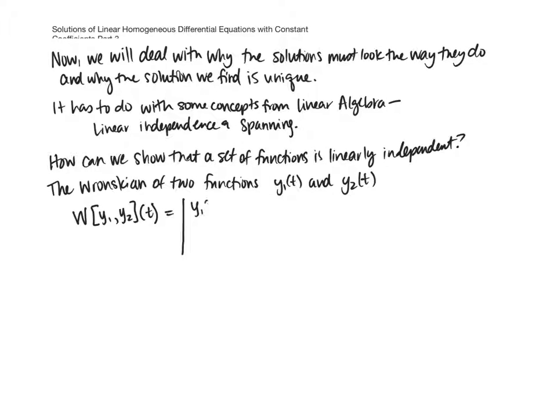So we'll have y1 of t and y2 of t here, and then we'll have y1 prime of t and y2 prime of t. And then we will say that that's equal to, so this is just the determinant from linear algebra, or you may have used determinants in calculus 3. So it's going to be y1 of t times y2 prime of t, minus y2 of t times y1 prime of t.